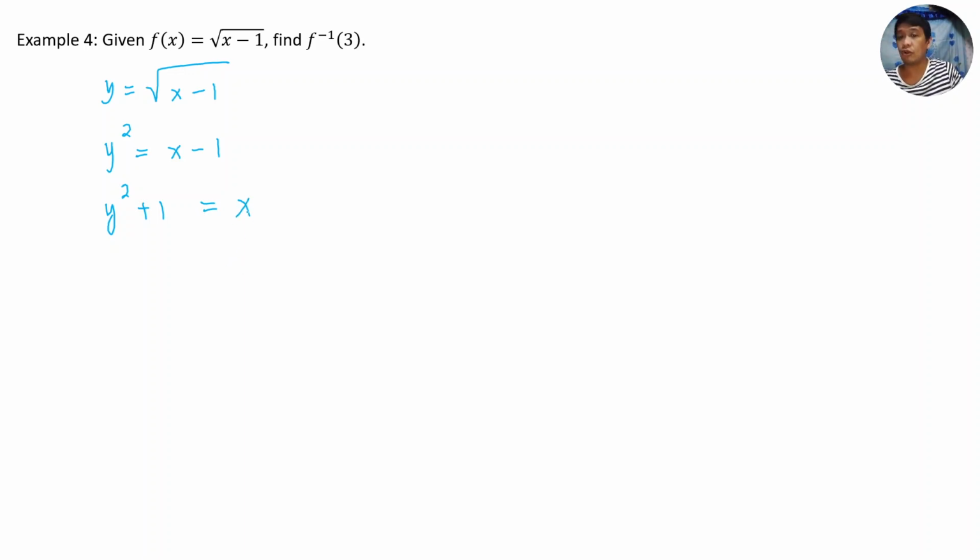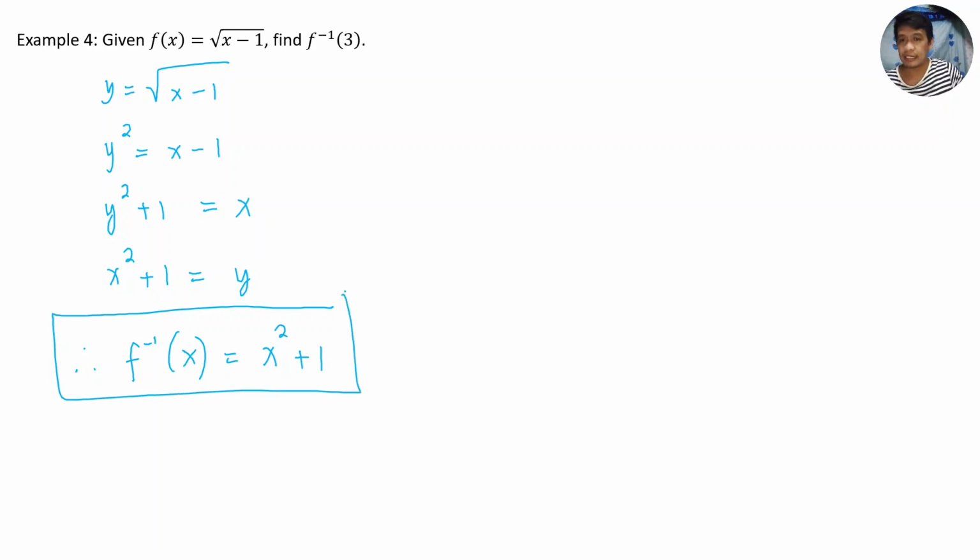Then we already solved x in terms of y. Then replace, x squared plus 1 is equal to y. Therefore, f inverse of x is simply x squared plus 1. And since we are tasked to evaluate f inverse of 3, we just have to substitute 3 squared plus 1. And that gives us 10. That ends this presentation.